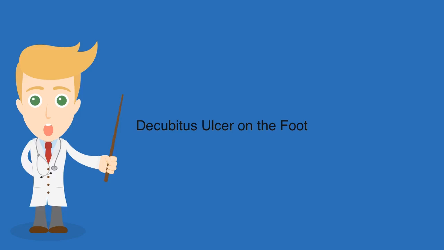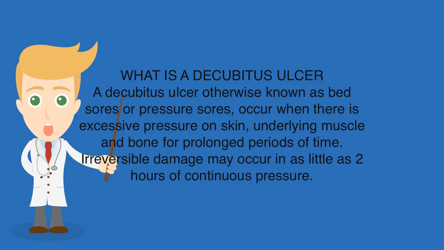Decubitus ulcer on the foot. What is a decubitus ulcer? A decubitus ulcer, otherwise known as bed sores or pressure sores, occur when there is excessive pressure on skin, underlying muscle, and bone for prolonged periods of time. Irreversible damage may occur in as little as 2 hours of continuous pressure.